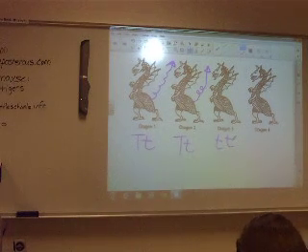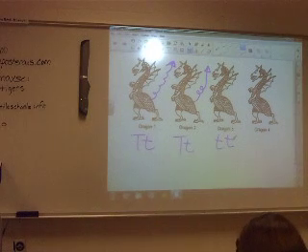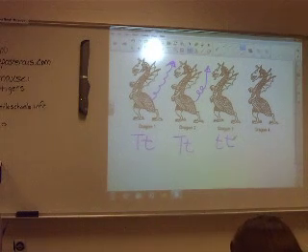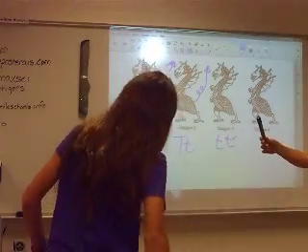Lowercase, lowercase. Uppercase, lowercase. See this one here? Okay, what did we say? Straight. Molly? And draw a straight tail on baby dragon number 3.